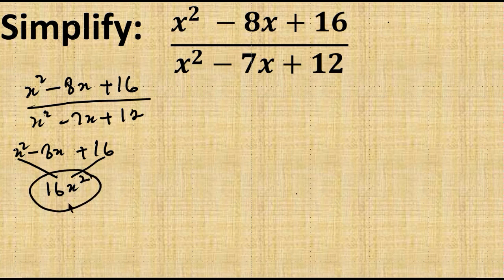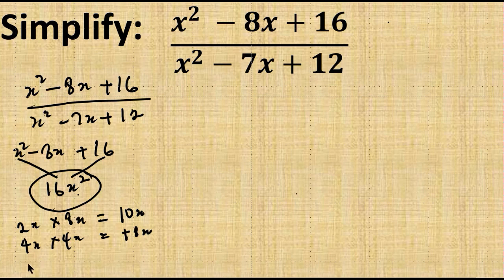What are the factors of 16x squared such that if I multiply them together, I'll get 16x squared, and when I sum them together, I'll get minus 8x. Now 2x times 8x will give 16x squared, but if you add them together, you get 10x, which won't work. Now let's look at 4x and 4x. 4x times 4x will give 16x squared, but summing them together will give plus 8x.